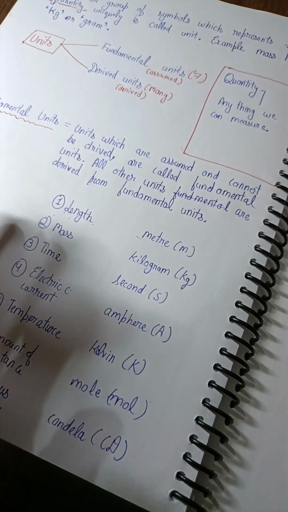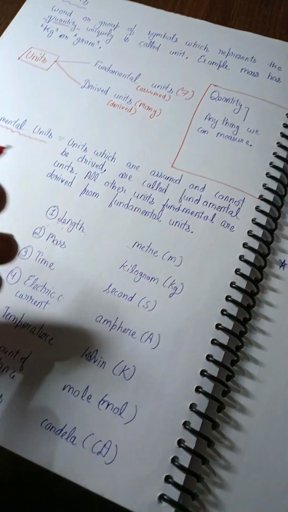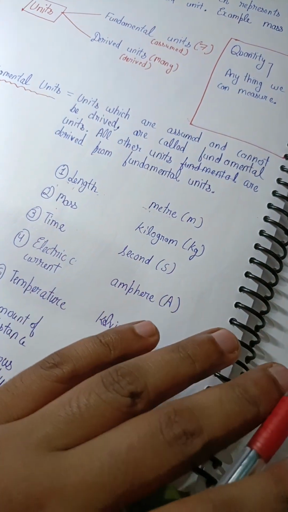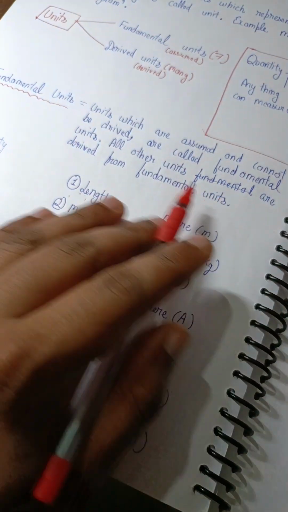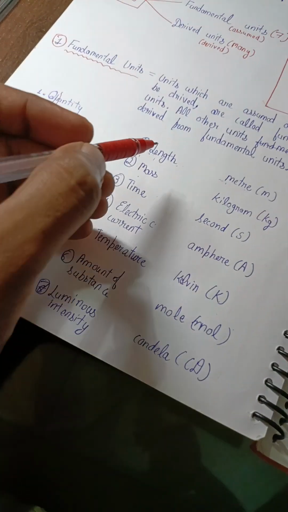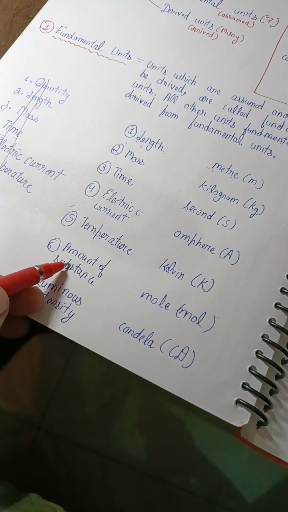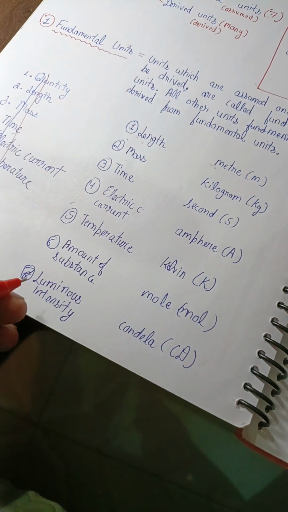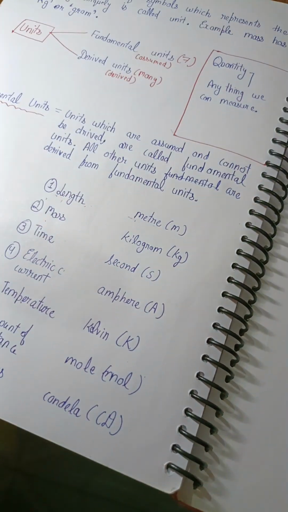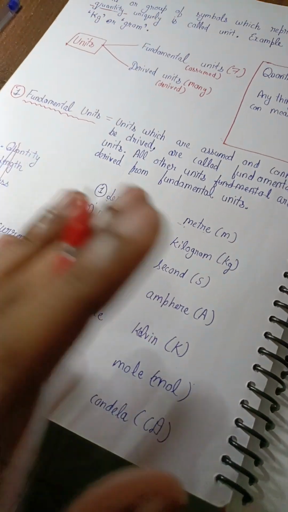It's a system which is used all over the world, like a common base system. Meter, kilogram, second, ampere, Kelvin. These are the most basic fundamental units. You cannot break them down further. Length, mass, time, electric current, and temperature. The amount of substance, mole, and luminous intensity. These two are there, but in 11th they won't be applicable for you right now, so you don't need to do them right now.